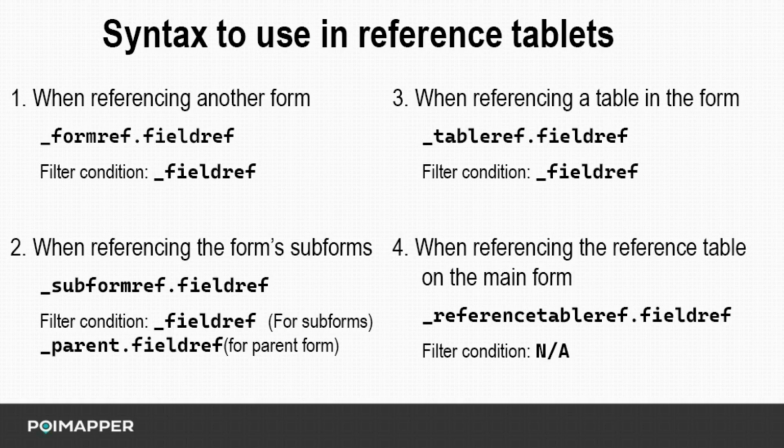To refer to a value in the parent form of the subform, when comparing it to subform fields on the filter condition, add the prefix underscore parent to the field's reference name, i.e. underscore parent dot field reference.